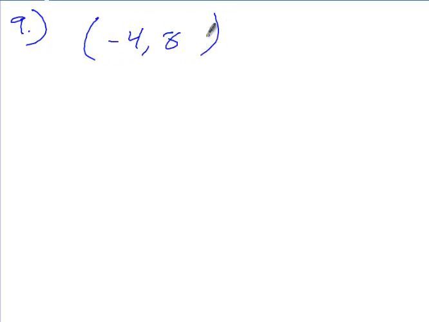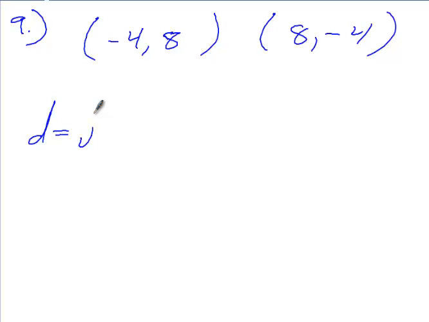So up first is number 9. What does number 9 say, please? Doesn't this just say find the distance and midpoint between the 2 points, right? Okay, so what are the 2 points for number 9? 8 and -4? Okay. So which one do you want me to find first, distance or midpoint?